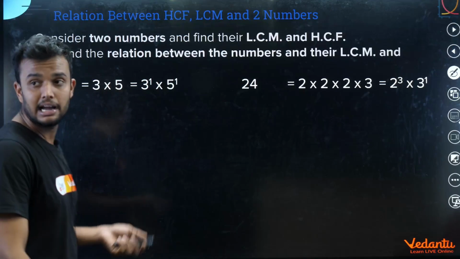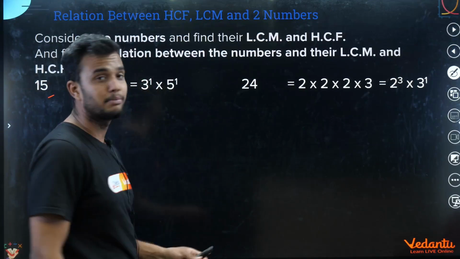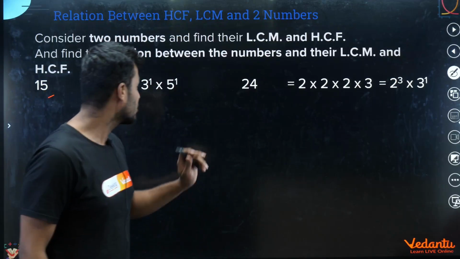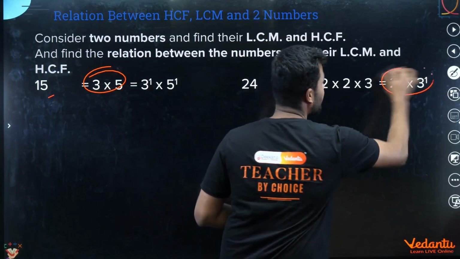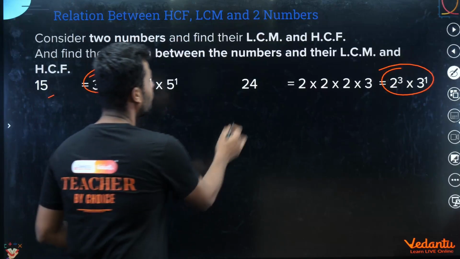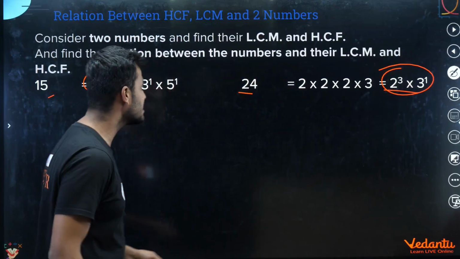Okay, students, let's take two examples. Here 15 number is there. How to write the prime factor? 3 into 5, right, students? This is a prime factorization. Finally, we can write like this. Okay, students, 15. Then 24. For 24, this is a prime factorization. What is the LCM value here, students?